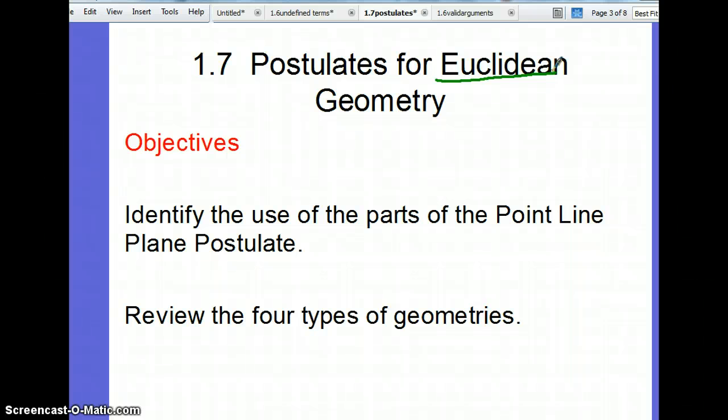We're going to identify and use what we call the point line plane postulate. We're going to go over that, and we're going to review the four types of geometries that we've already talked about. So again, 1.7, postulates for Euclidean geometry, named after a guy named Euclid. So we're going to go ahead and go on.